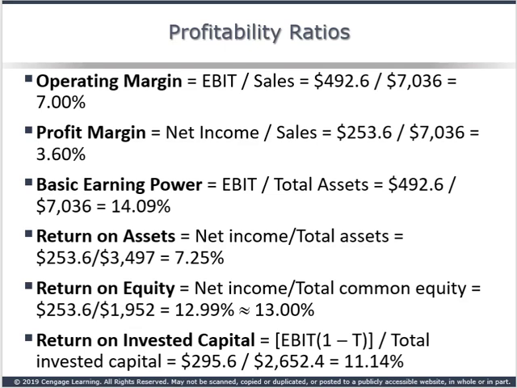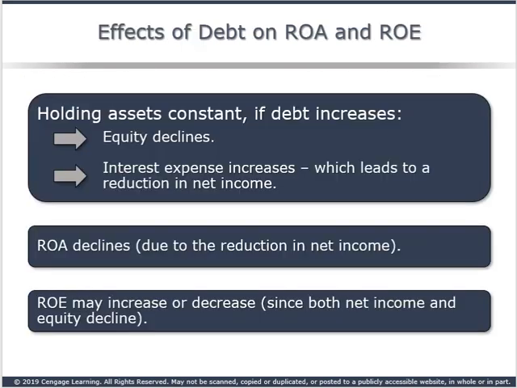Return on assets or return on equity. There is a relationship there that we'll see in the DuPont ratio here in a moment. And then we also see profit margin, the second one, that also has a relationship to return on equity and return on assets. The other two, operating margin and basic earnings power, we do see these in other finance textbooks, but they are not as common as profit margin, return on assets, and return on equity. So the effects of debt on these two.